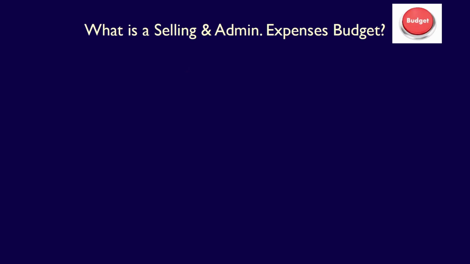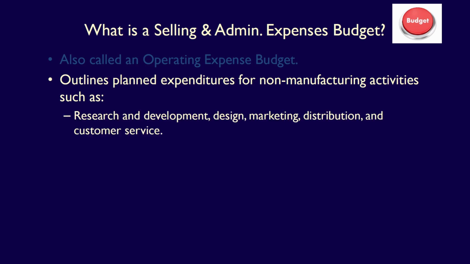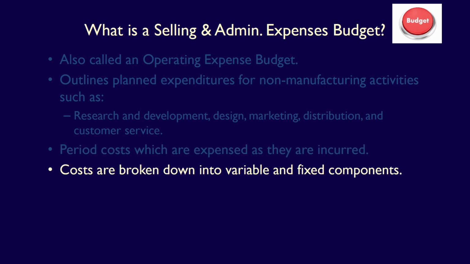What is a Selling and Admin Expenses budget? This budget is also often called an operating expense budget. It outlines the planned expenditures for non-manufacturing activities, such as research and development, design, marketing and advertising, distribution, shipping expense, and customer service costs. All of these costs are non-manufacturing period costs, which are expensed on the income statement as they are incurred. Similar to the manufacturing overhead budget, these costs must be broken down into variable and fixed components.